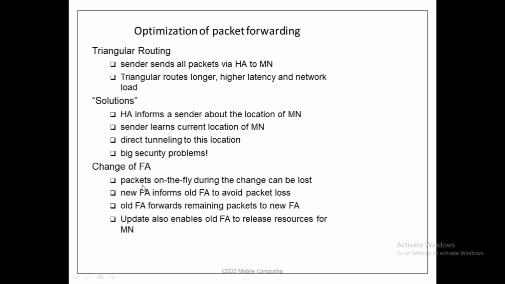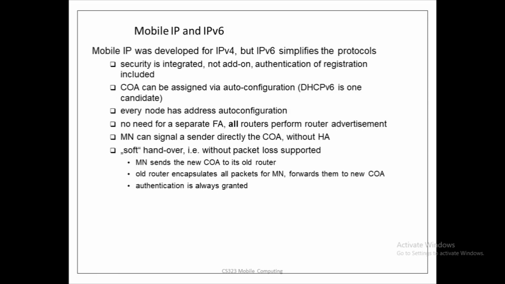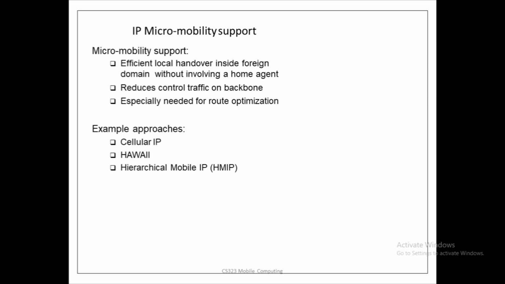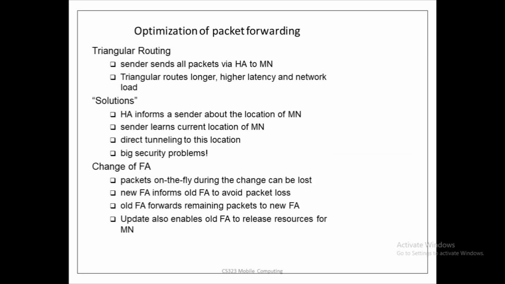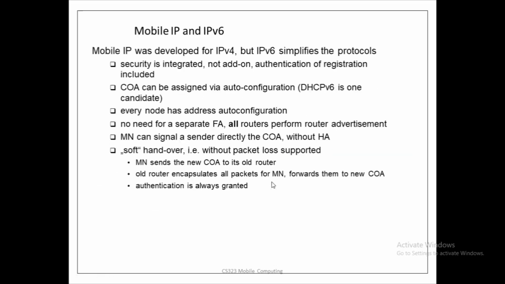Next, the change of the foreign agents. Packets on the fly during the change can be lost, right? So the new foreign agent informs the old foreign agent to avoid the packet loss. The old foreign agent forwards the remaining packets to the new foreign agent, and the update also enables the old foreign agent to release the resources for the mobile node. So this is about the optimization of the packet forwarding.